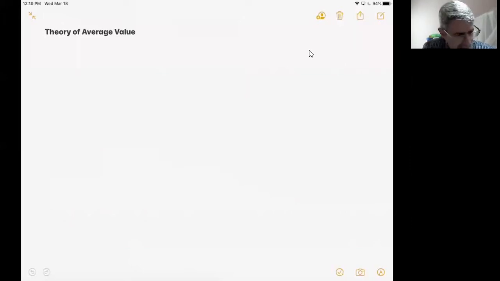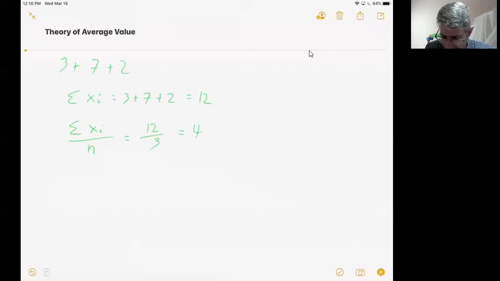So remember, if we're trying to find the average value of something, you're used to, if you had, say, three numbers, let's say we had the number 3 plus 7 plus 2, and we needed to average those, what we would do is we would add the numbers up. So the sum of the values is equal to 3 plus 7 plus 2, which is 12. And then since there were three values, we would take the sum of the values and divide by the number of values. So we would take 12 divided by 3, and we would say that the average of 3, 7, and 2 is 4.